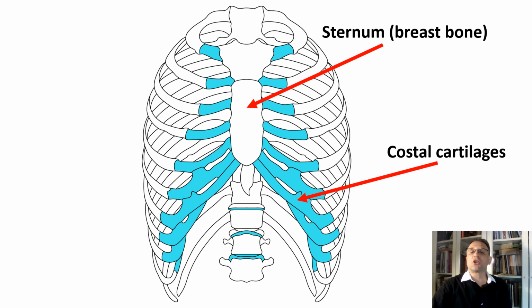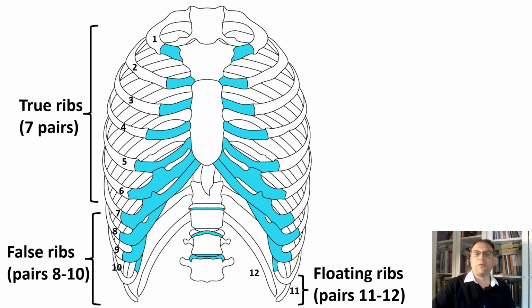Another important function of the sternum and ribs is blood formation. This is where a lot of your blood is made. There are 12 pairs of ribs with no differences between sexes. Ribs 1 through 7 are called true ribs because each has its own costal cartilaginous connection to the sternum. Ribs 8 through 10 are called false ribs because they lack independent cartilaginous connections to the sternum.